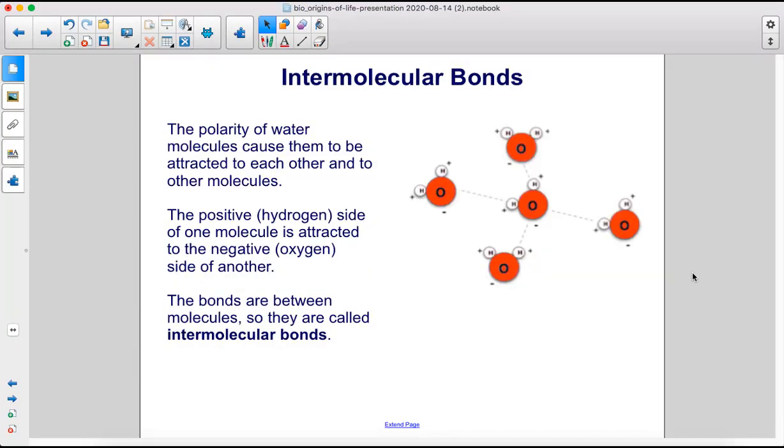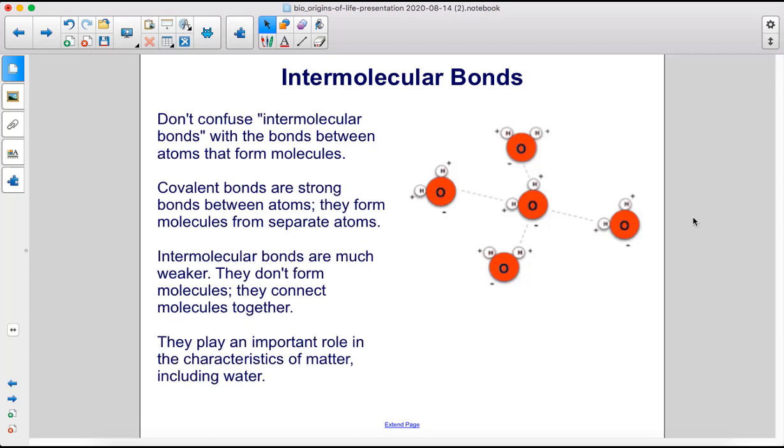The polarity of water molecules causes them to be attracted to each other and to other molecules. The positive or hydrogen side of one molecule is attracted to the negative or oxygen side of another. The bonds are between molecules, so they are called intermolecular bonds.